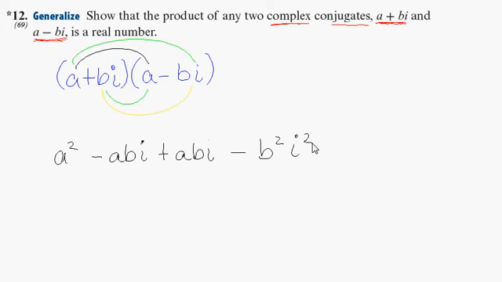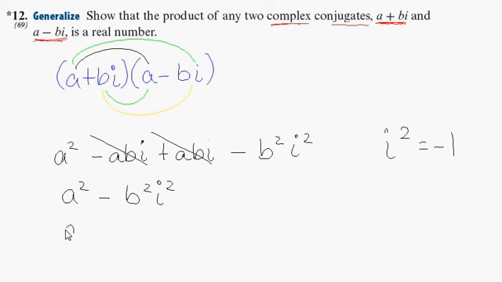Now technically I could also write it bi in parentheses, but I think this is going to make a little bit more sense to you when you see kind of where we're going with all of this. So right here, do you see that these are actually inverses of each other, so they subtract out? So then we have a squared minus b squared i squared. Now what I want you to see or remember is that i squared is equal to negative 1, okay?